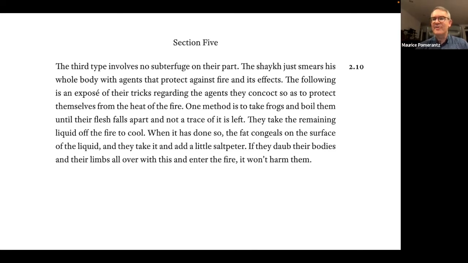How do you protect yourself from a flaming fire in the 13th century? Well, you take frogs and you boil them until their flesh falls apart and not a trace of it is left. Then they take the remaining liquid off the fire to cool. When it is done so, the fat congeals on the surface of the liquid. They take it and add a little bit of saltpeter. If they daub their bodies and their limbs all over with this and enter the fire, it won't hurt them. So it's pretty easy to make. I mean, all you have to do is take some frogs.